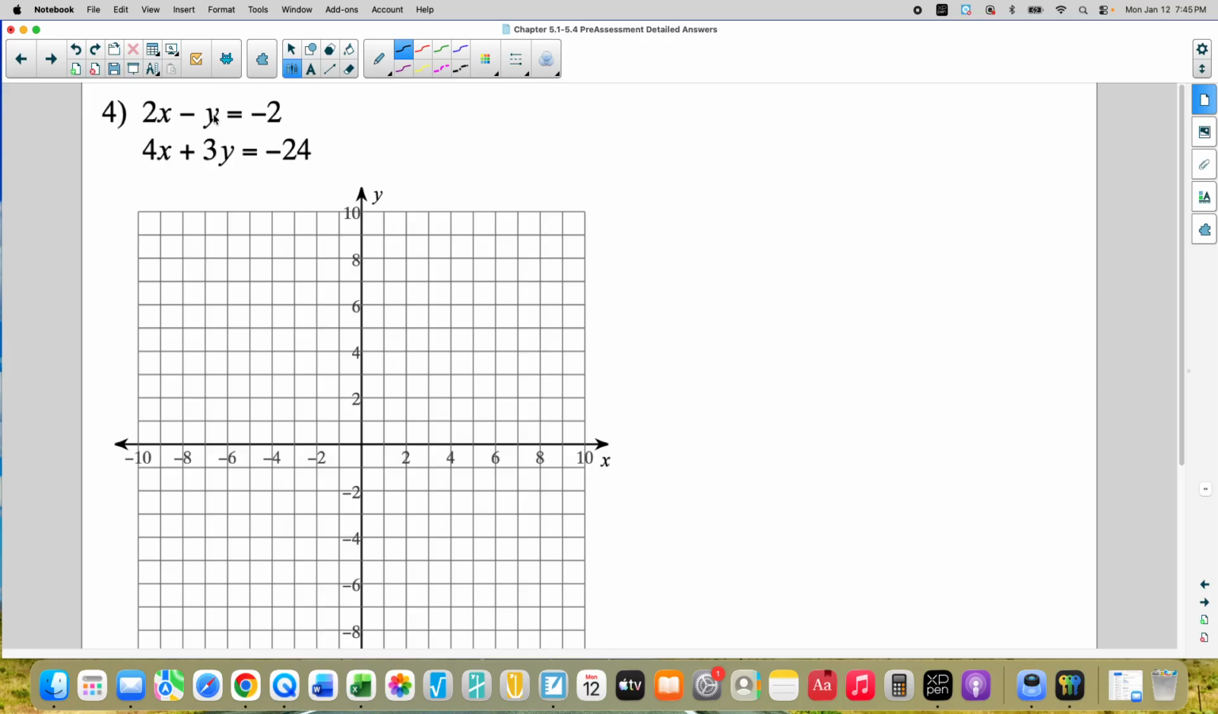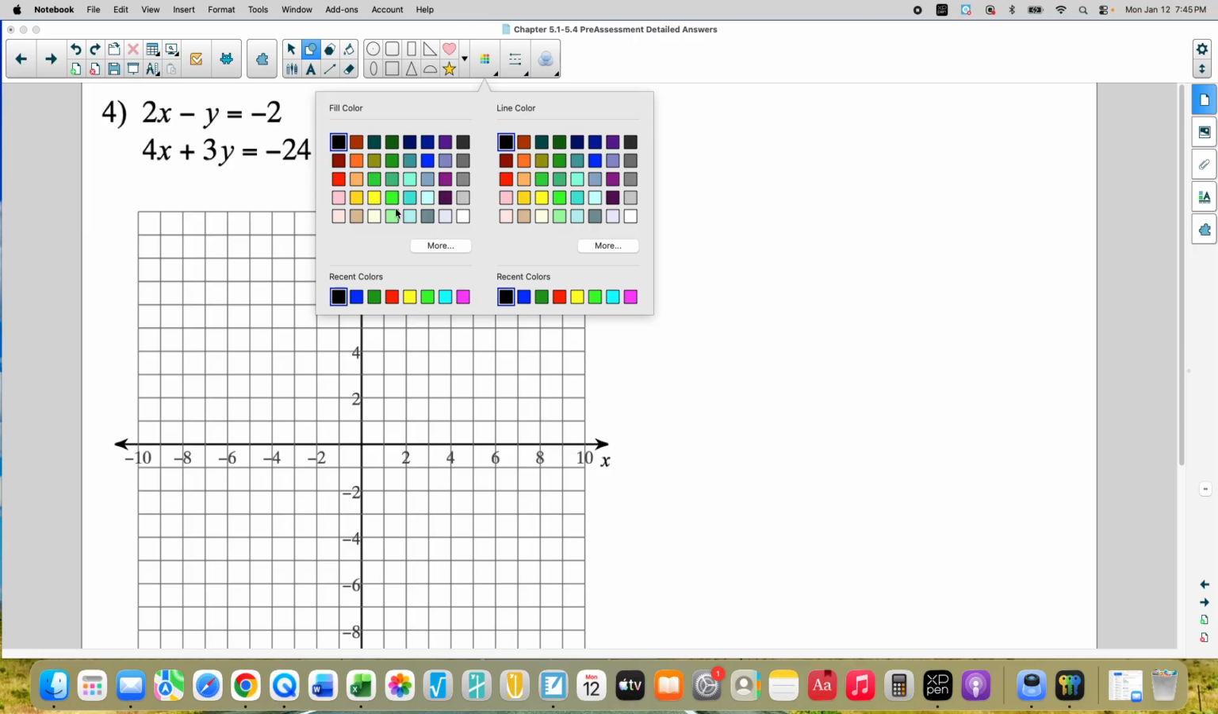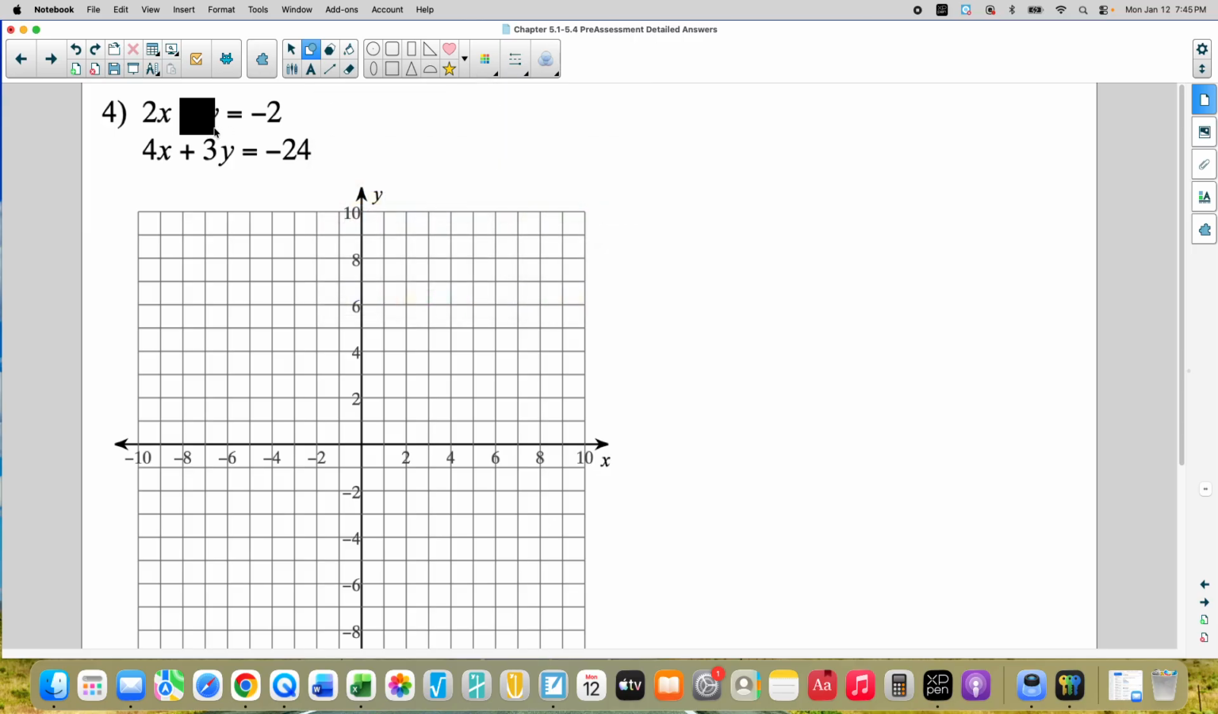Again, we have standard form, so we can find the x and y intercepts. So we'll use the cover-up method. We'll cover up the y value, and we'll divide both sides by 2, and the x-intercept equals -1. And then we'll cover up the x value to look for the y-intercept, and we'll divide both sides by -1, and we get a y-intercept of +2.